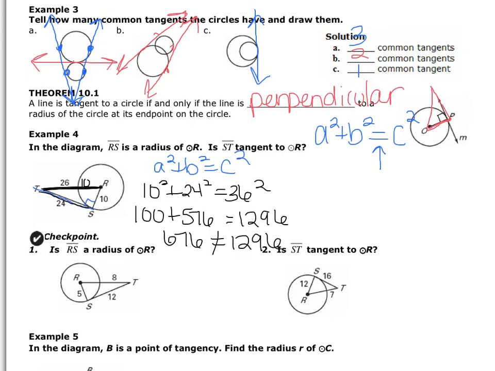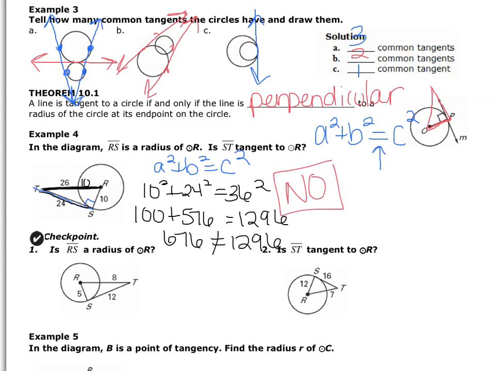So if we continue to check the Pythagorean theorem, we get, all right, that 10 squared is 100, 24 squared is 576, 36 squared is this. Then we add these two together and get 676. So we see there is a big discrepancy here, that these do not equal each other, and therefore ST is not tangent to the circle.